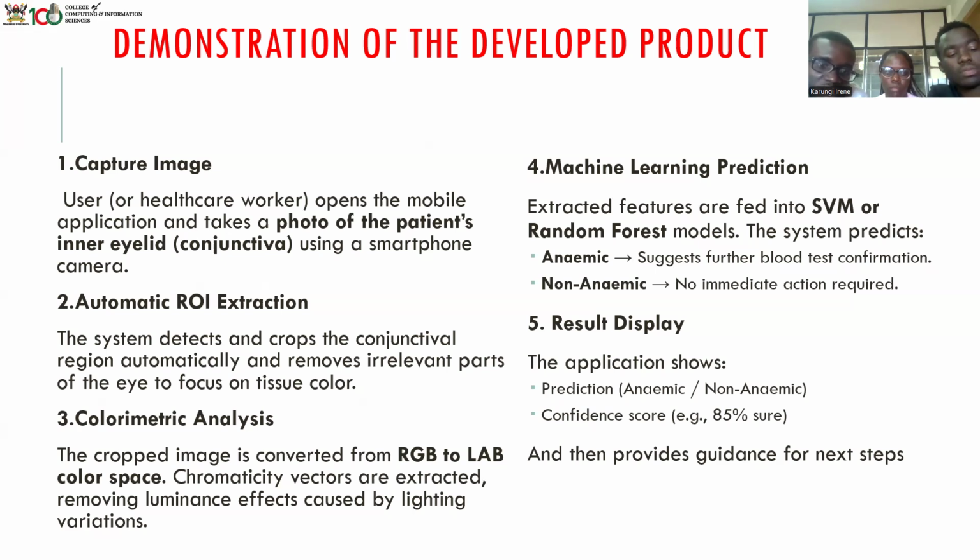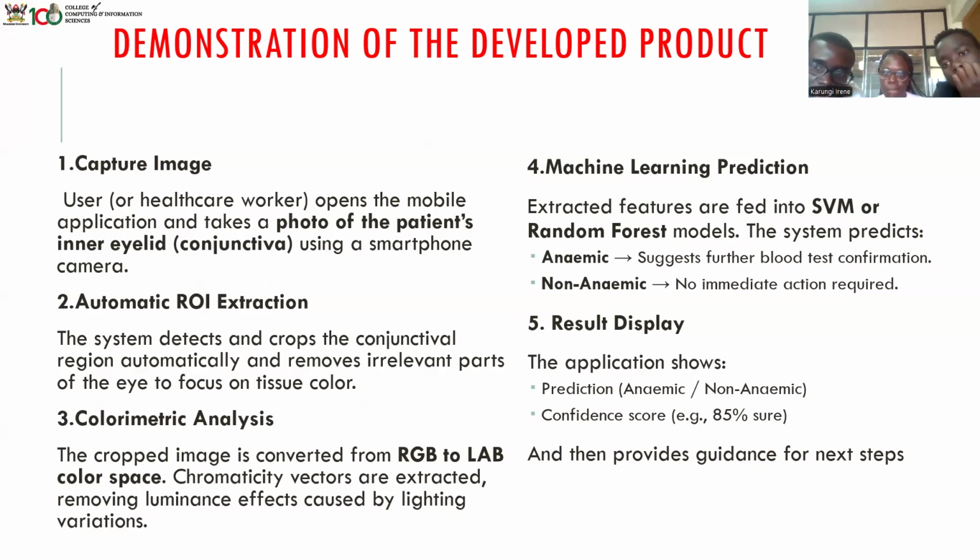Then the next part will be colorimetric analysis. The image will be cropped and converted from RGB to LAB color space. In LAB color space, there are chromatic vectors which will be extracted to determine the conditions that we feed into the system to base whether someone has anemia or not. Then the fourth step will be the machine learning prediction.